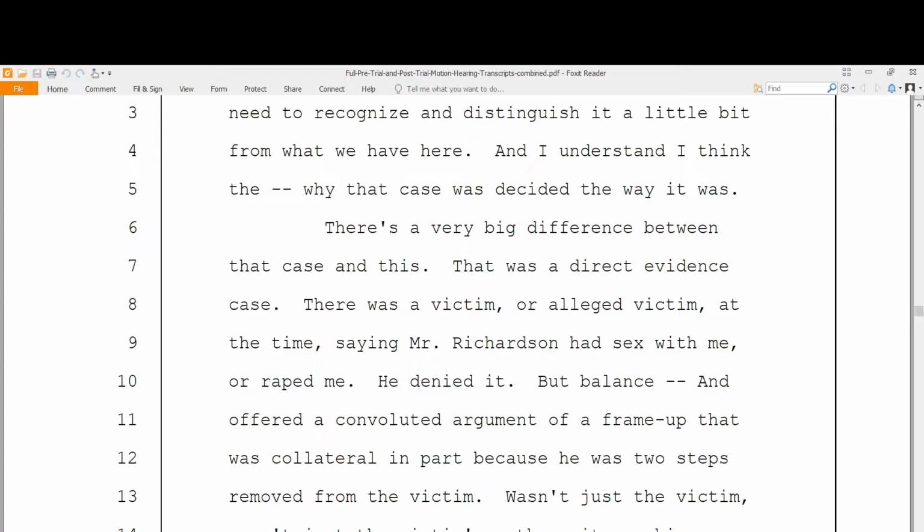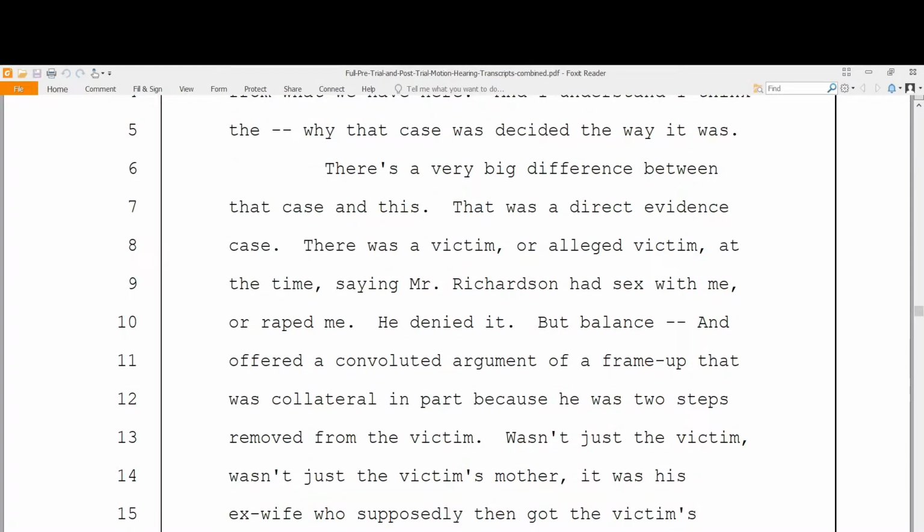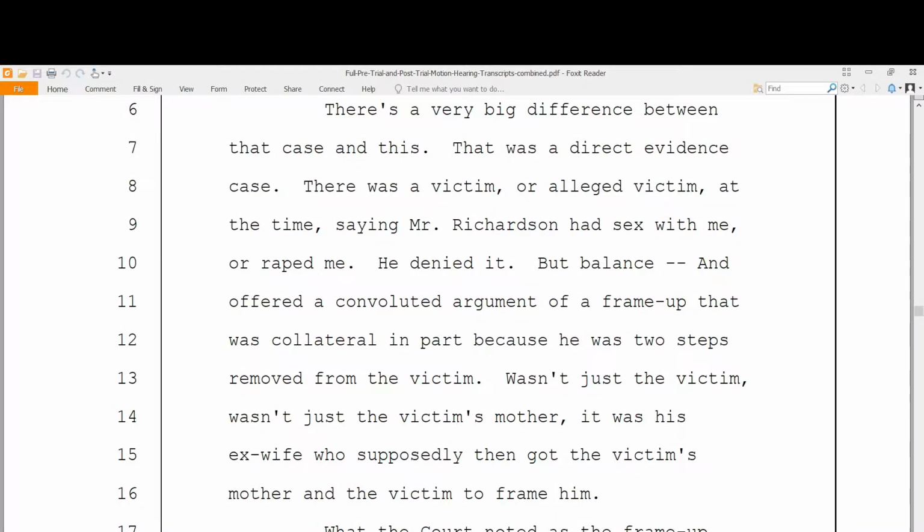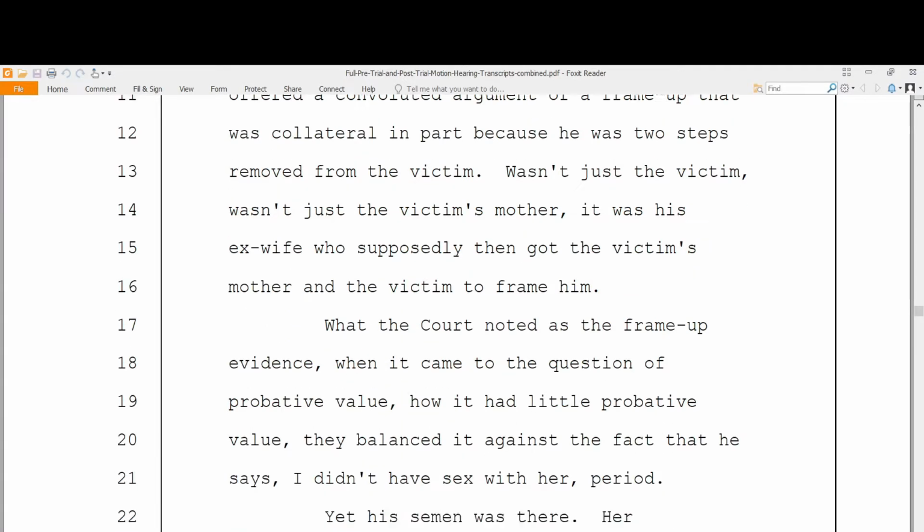That was a direct evidence case. There was a victim or alleged victim at the time saying Mr. Richardson had sex with me or raped me. He denied it, but offered a convoluted argument of a frame-up that was collateral, in part because it was two steps removed from the victim. It wasn't just the victim, it wasn't just the victim's mother. It was his ex-wife who supposedly then got the victim's mother and the victim to frame him.